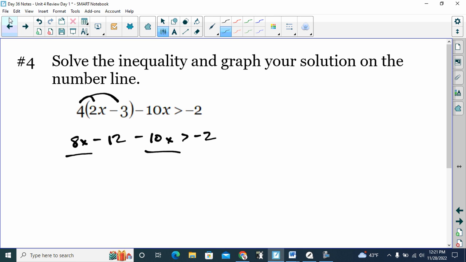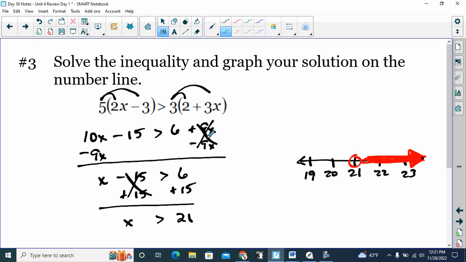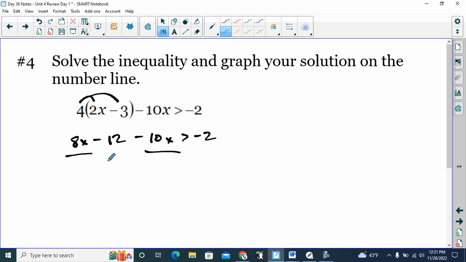On the last one, the x's were on different sides of the inequality. This time they're on the same side. If they're on the same side, we just combine them. 8x minus 10x, that gives me negative 2x. And then I've got my minus 12 is greater than negative 2.